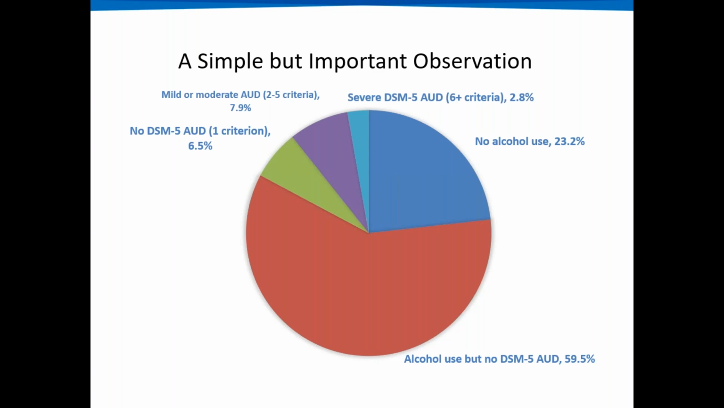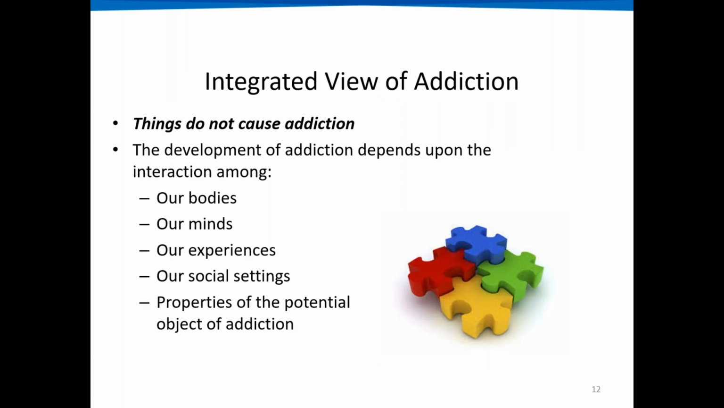People with alcohol use disorder experience lasting harm, and so do their loved ones. But in order to help those people and prevent new cases of alcohol use disorder, we need to understand the nature of addiction, and that starts by recognizing that most people who drink alcohol don't experience negative consequences. In the same way, most people who gamble don't develop gambling disorder. In other words, things do not cause addiction.